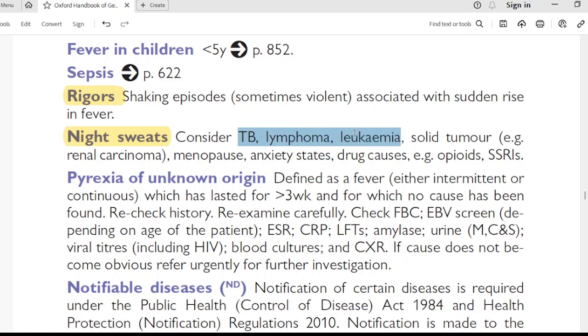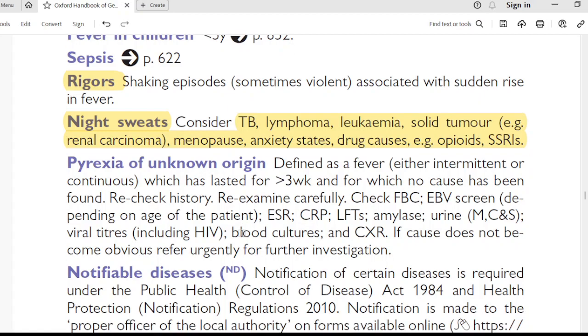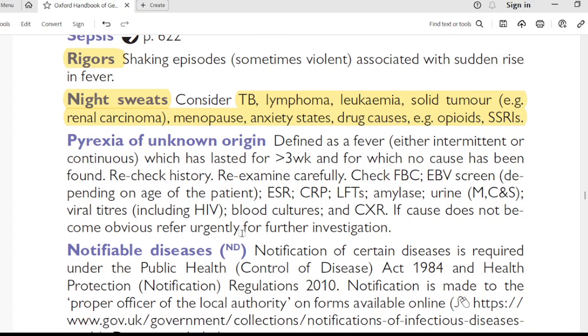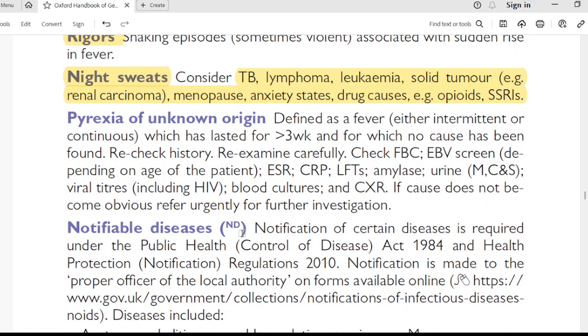So tuberculosis, lymphoma, leukemia, solid tumors like renal carcinoma, menopause, anxiety states, drug causes and opioids. Drug causes which are opioids and SSRIs. These all cause night sweats. So opioids and SSRIs also cause night sweats.